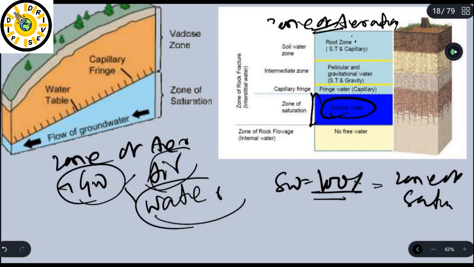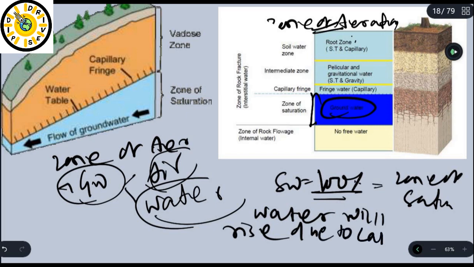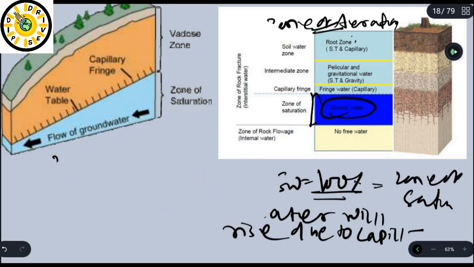Look, what happens is that the water will rise from the groundwater to the upper zone due to capillarity. Water will rise due to capillary action. Not only rise, it also falls down. Water will rise due to surface tension. Okay, I will come to it in a while.